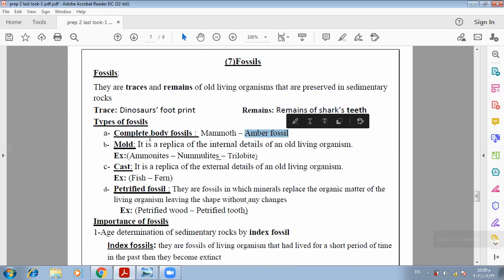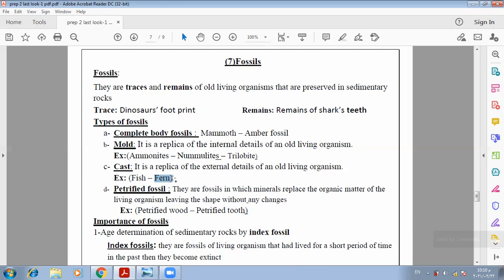طيب next mold. It is a replica, copy paste of the internal details of an old living organism like ammonites, nummulite, trilobite. Okay. Number 3 cast. It is a replica of external details. نركز هنا external وهنا internal of old living organism like fish and fur. أو fish cast will cast. That is mean it has the external details of all the living organism.